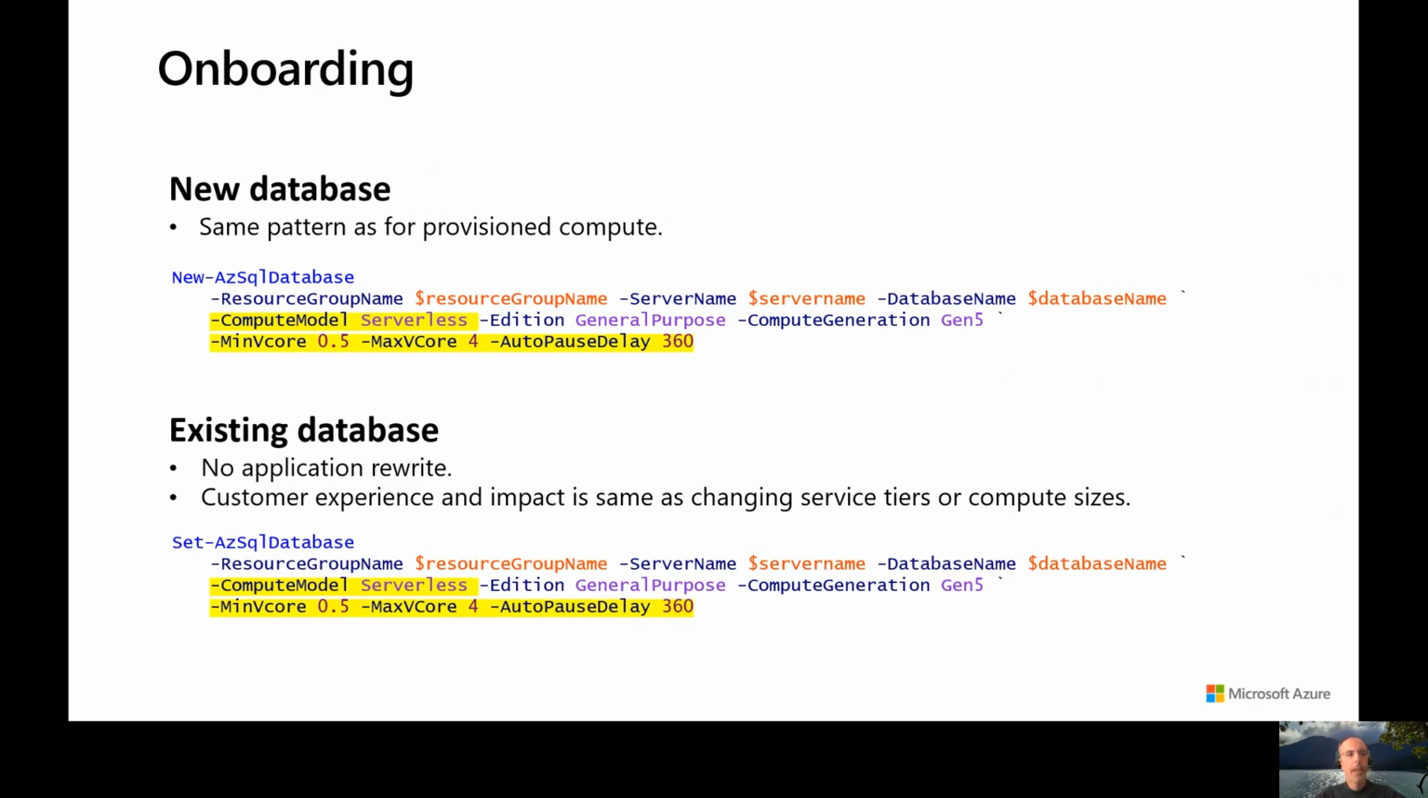Same goes for existing databases. To move an existing database into serverless is equally straightforward, essentially the same API signature. Of course, the verb changes in this example from new to set. It's also worth pointing out that no application rewrite is required when going into serverless. However, if the database intends to be enabled for pause and resume, then it's crucial that the application have connection retry logic built into it.